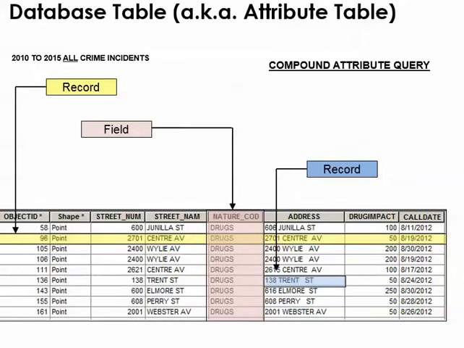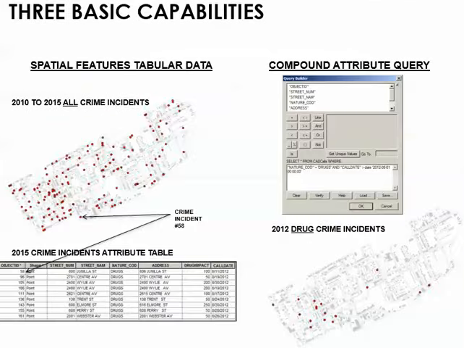Now this allows us to conduct compound attribute queries. Compound attribute queries are very helpful when we're trying to extract information from a map. So for instance, if we want to know where all the drug-related calls are after a certain date, we would do something called a query. That's basically asking the map a question. So the map on the left is showing all of the crimes from 2010 to 2015 within this neighborhood, and the map on the right is showing you where all the drug crimes from 2012 are.